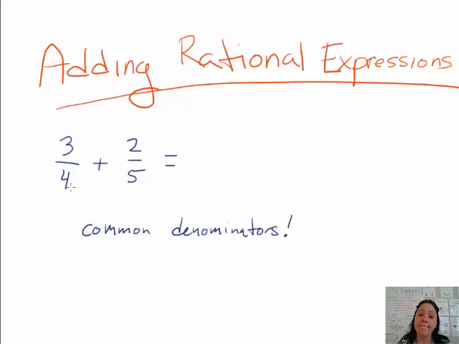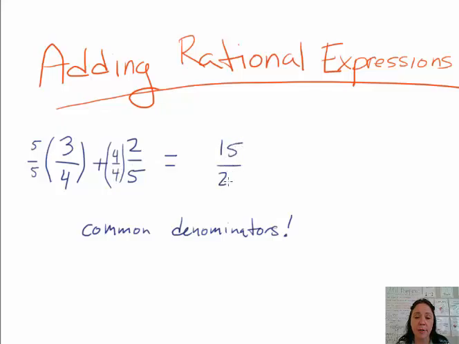And for this, 4 and 5 have no common factors, so my common denominator is going to be 20, and I need to multiply this first fraction by 5/5, and this second fraction by 4/4. And that is going to give me 15/20 plus 8/20, and that equals 23/20.